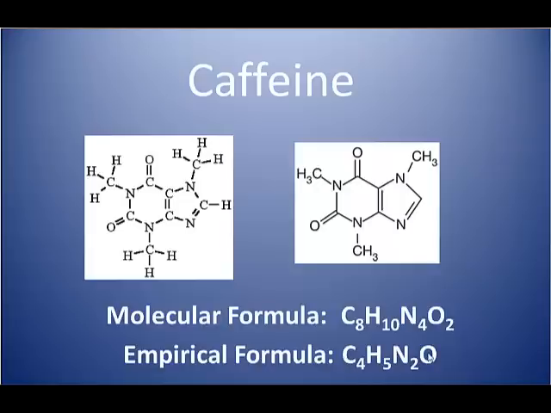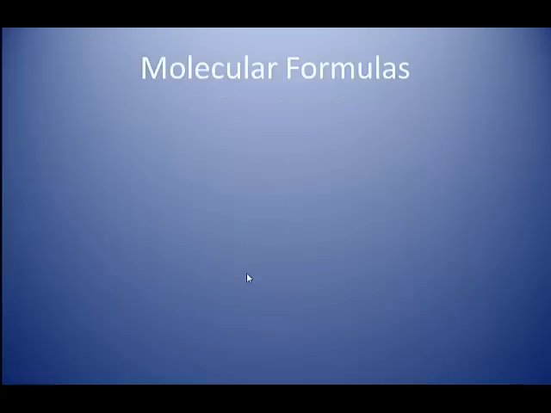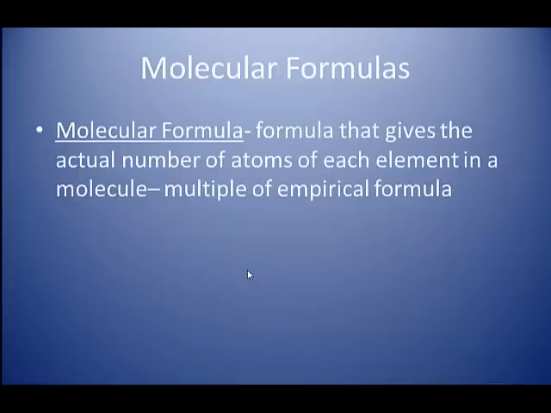So the empirical formula would be half the molecular formula. So when we're figuring out molecular formula problems, the molecular formula is always a multiple of the empirical formula. In this case, the multiple would be 2. So what is a molecular formula? It is a formula that gives the actual number of atoms of each element in a molecule. So it's the multiple of an empirical formula. So the example I just showed you, for caffeine, the multiple is 2. Well, is that always the case? No, it's not. It depends on what you have.